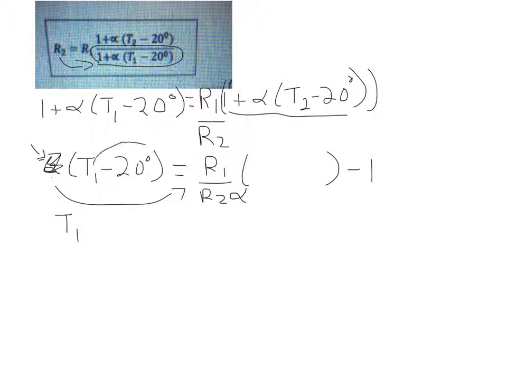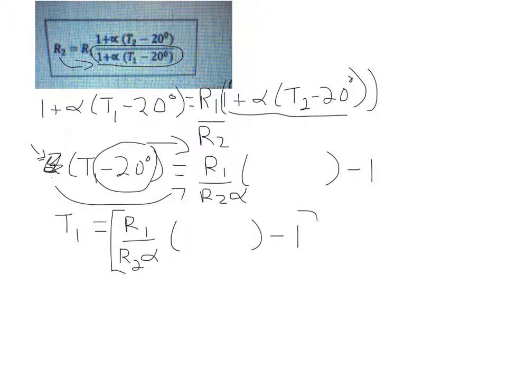And I'm going to have to take the minus 20 degrees, bring it over to the other side and add it. So if I rewrite what I've got on the bottom here, R2 times alpha, the whole thing in the bracket, minus 1, then from that whole thing, I need to bring that 20 over and add it to that. So that would put T1 by itself. And again, this bracket here has to go in here and in here. And then you've got T1 by itself.